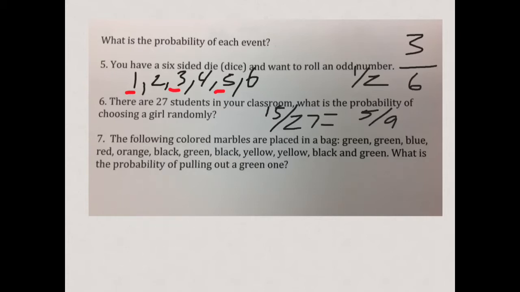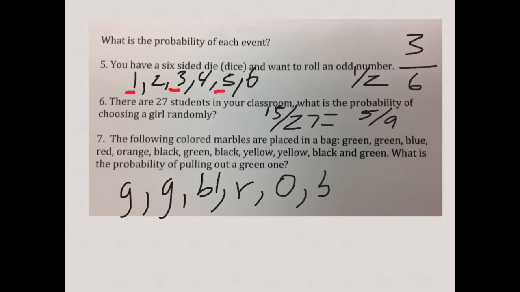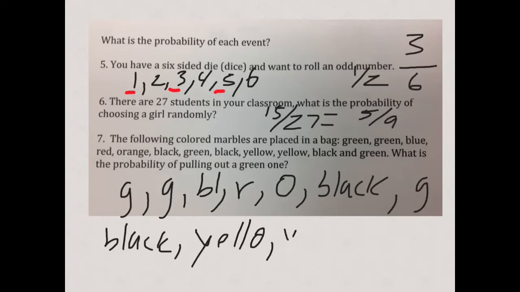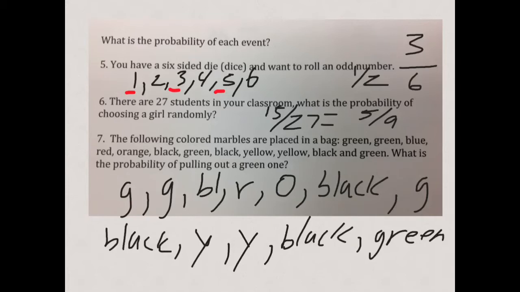Last one. The following colored marbles are placed in a green bag. Now, what you could do to help you is write it like this: green, green, blue, red, orange, black, sorry. It's going to make it a little difficult. Green, black again, yellow. Sorry. I meant to put Y. Now I was getting used to writing the whole word out. Yellow, black, and then green. That's one way.